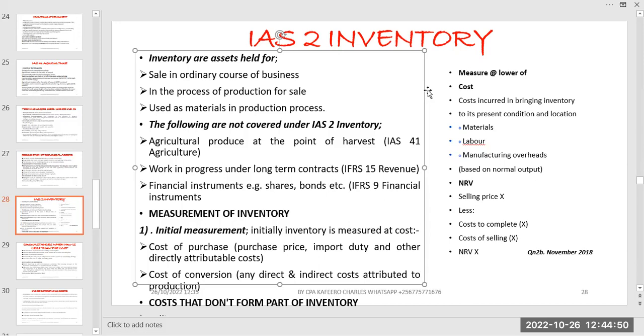And the cost of purchase, we said it doesn't include only the purchase price. We said it is the purchase price less trade discounts or rebates if they are there. We add the import duty and other direct taxes that are associated with the asset. Then we also include the other relevant costs that are attributable to the product we are purchasing, so long as they are associated with the asset, and before we incur them, they are inevitable.